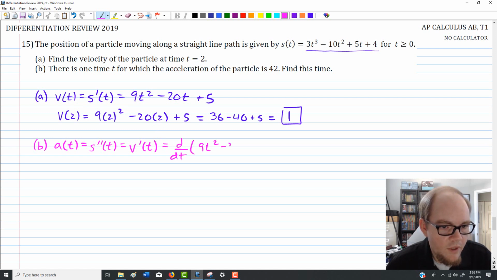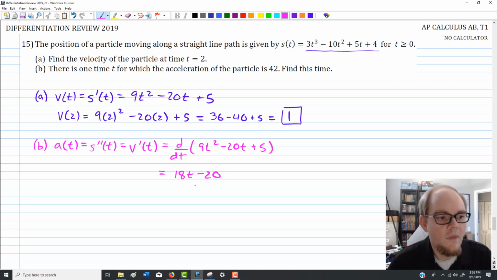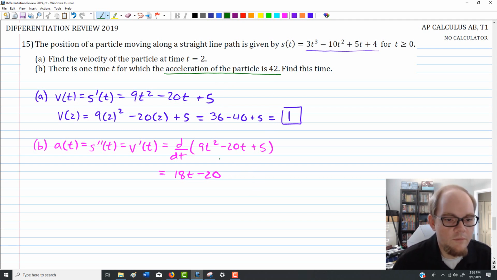So from here, looking at all of our ingredients, v of t was 9t squared minus 20t plus 5. So I'm going to take its derivative. In this case, that's going to be 18t minus 20. And now it says that the acceleration of the particle is 42 at one time t. So I'm going to set that equal. Actually, I'll do this with a different color. Sorry. Acceleration is 42. So we're going to set this equal to 42.